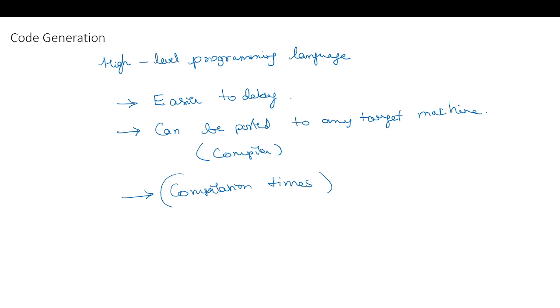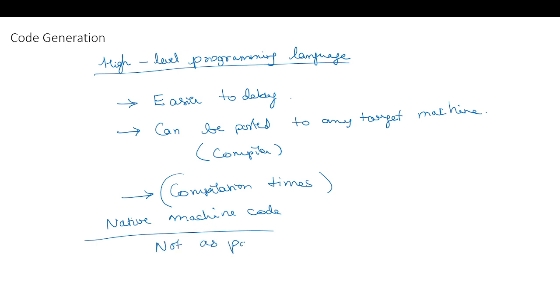Whereas if we write the generated code in machine code itself, it is highly efficient, with higher simulation efficiency. But we can't port it to other machines because it's directly on the machine code, so it's not as portable. The other type is the interpreted code.